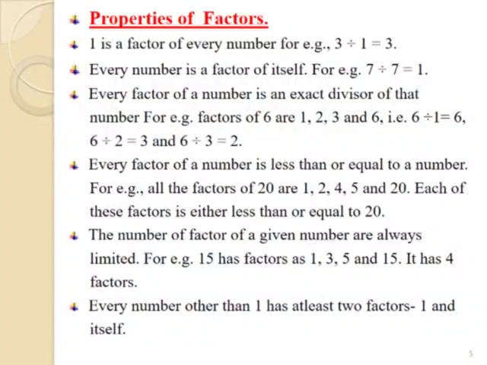Point number 5. The number of factors of a given number is always limited, that is, finite. For example, 15 has factors 1, 3, 5 and 15. That is, it has 4 factors. Point number 6. Every number other than 1 has at least 2 factors. They are 1 and the number itself.